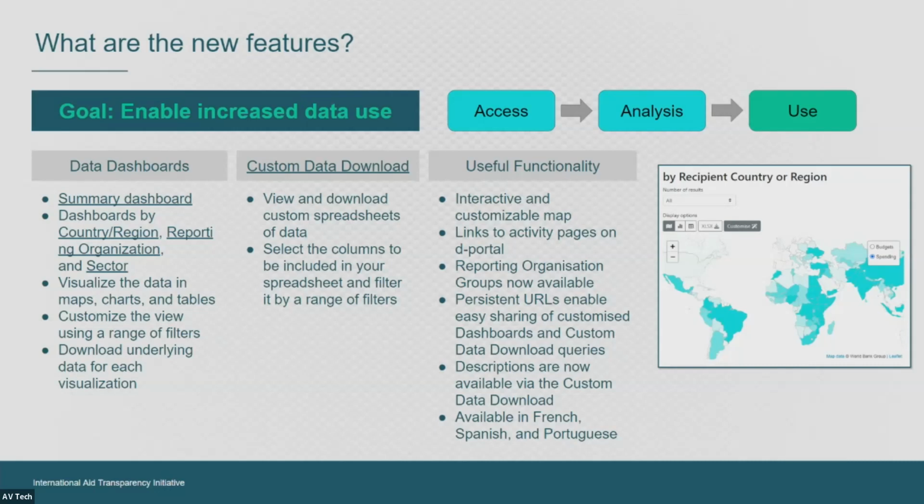You can also download the underlying data for the visualizations. And there is the custom data download, which allows you to generate those custom reports, which I'll show you. And then there's some other useful functionality in the tool that we've added based on feedback. We've added some links to activity pages in dportal. As I said, dportal is our most popular tool, and it's the best place to look at all of the activity information for one activity. So you can go directly from CDFD to dportal to look at activity information.